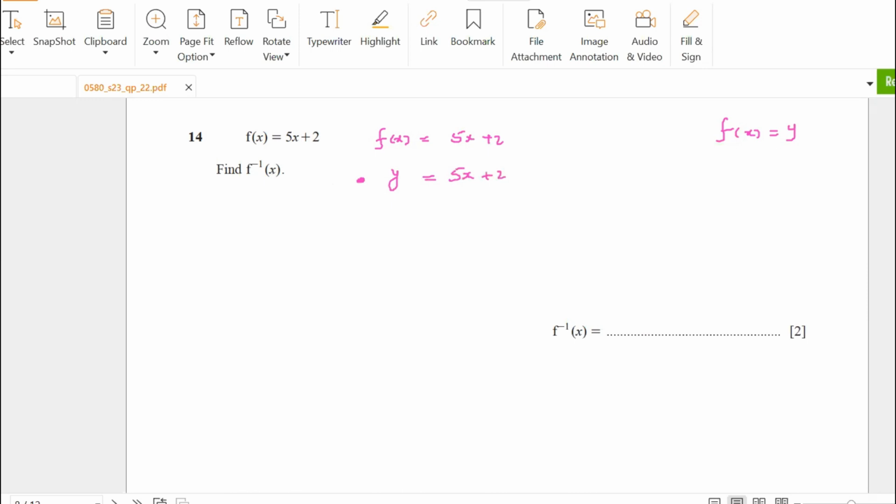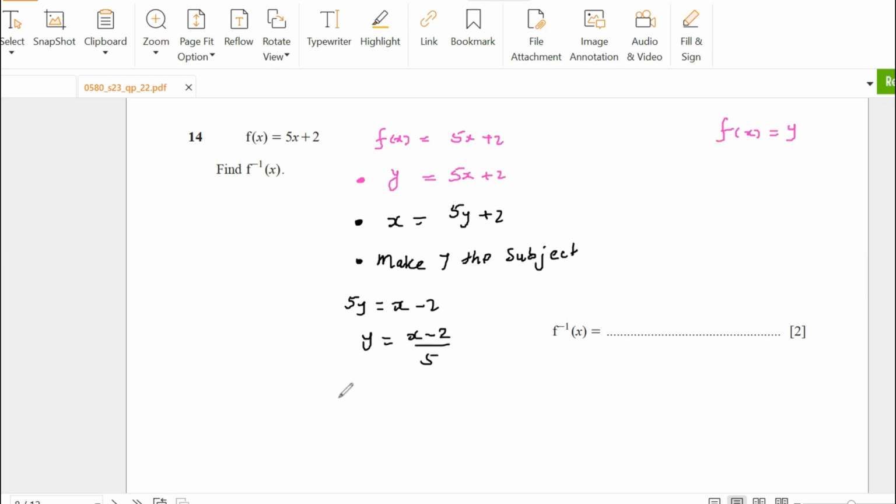The second step is to change the x and y values, replacing them. In place of y, we write x, and here y. The third step is to make y the subject. Means 5y is equal to x minus 2, so y is equal to x minus 2 over 5. And remember that this y represents f inverse of x, which is equal to x minus 2 over 5. I hope it is clear.